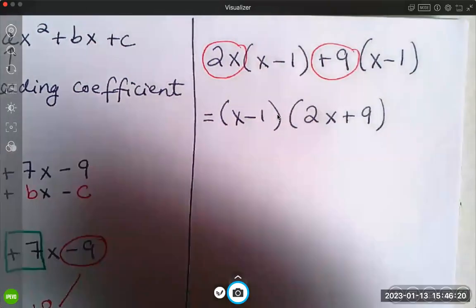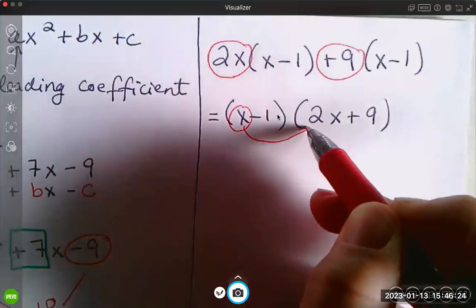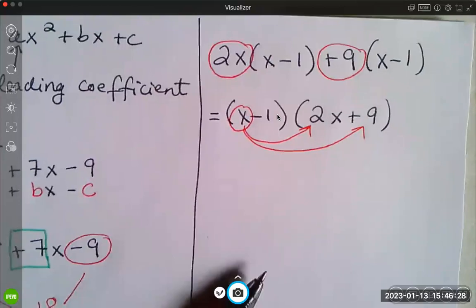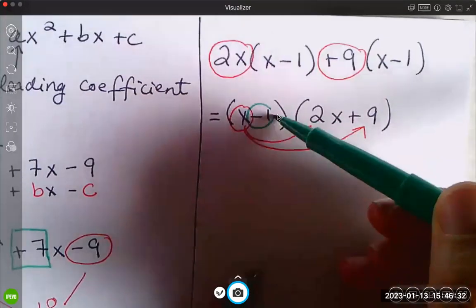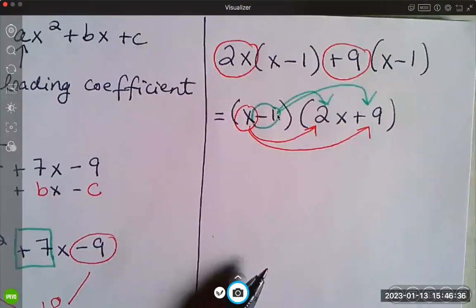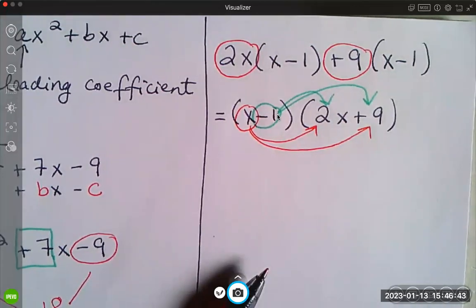And if you're not sure, then you have to check your work by distribution, right? By multiplying these two factors and seeing if it leads you back to that original trinomial.